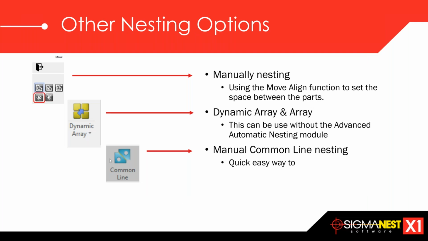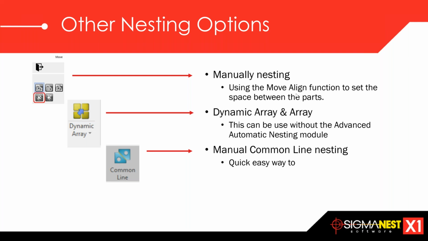Your other options for nesting, the ways that we were doing it before, would be automatic nesting. You do have manual nesting, where you can manually nest your parts, and you can use the move feature with the align function to properly space your parts together, as long as the part spacing meets the kerf setting that is set up within the task parameters for the common cut. It will then configure that for common cutting.